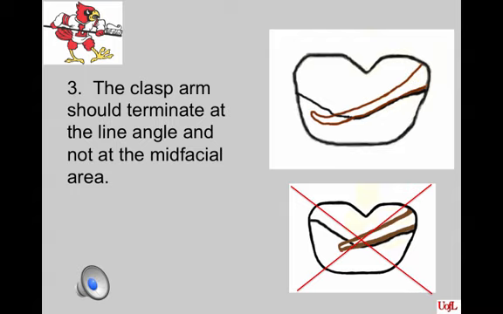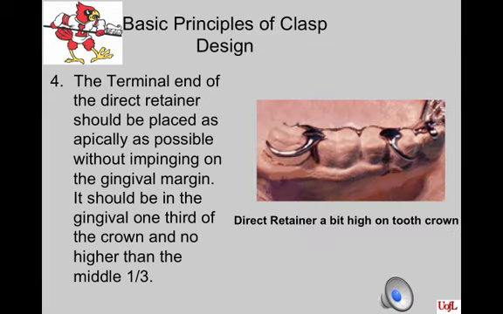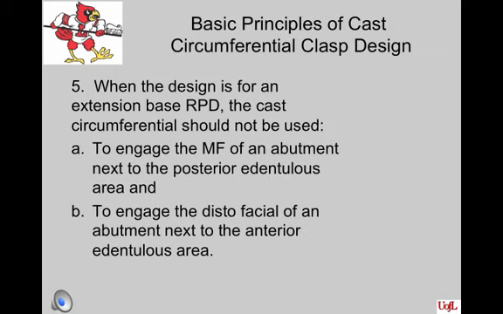The clasp arm should terminate at the line angle and not at the mid-facial area. The one on the lower is short. The terminal end of the direct retainer should be placed as apically as possible without impinging on the gingival margin. It should be in the gingival third of the crown and no higher than the middle third if absolutely necessary. When the design is for an extension base RPD, the cast circumferential should not be used in the following circumstances. A, to engage the mesiofacial of an abutment tooth next to a posterior edentulous area, and B, to engage a distal facial of an abutment next to an anterior edentulous area.